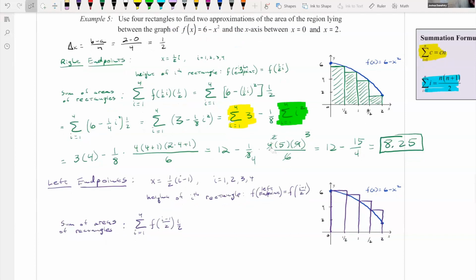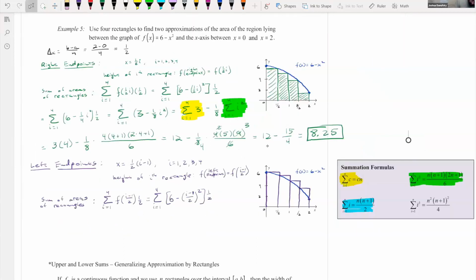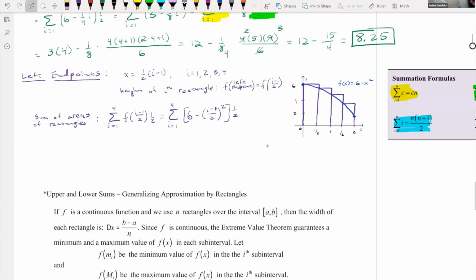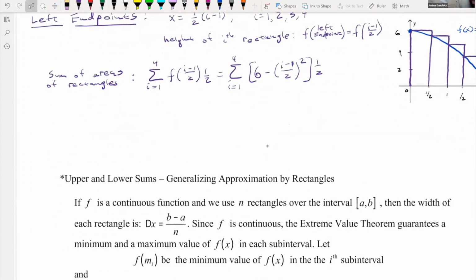And so that's going to look something like the sum, i equals 1 to 4, of 6 minus ((i minus 1) over 2) squared, right? I took that (i minus 1) over 2 and I plugged it up here into my function for x, and all of that is going to multiply 1/2. And so now we've just got to simplify this down and use our summation formulas to evaluate, and then we'll be in good shape. So what do we get?